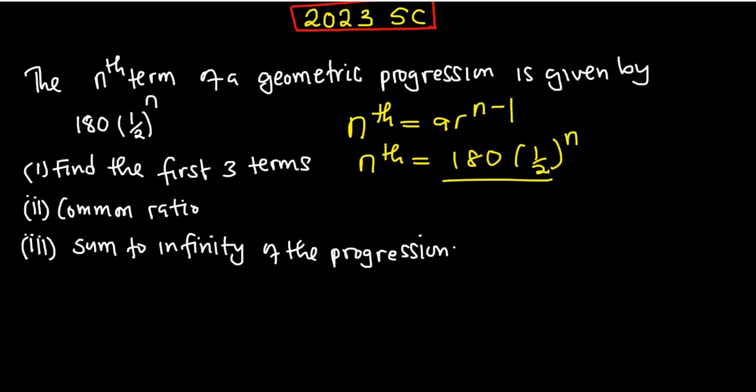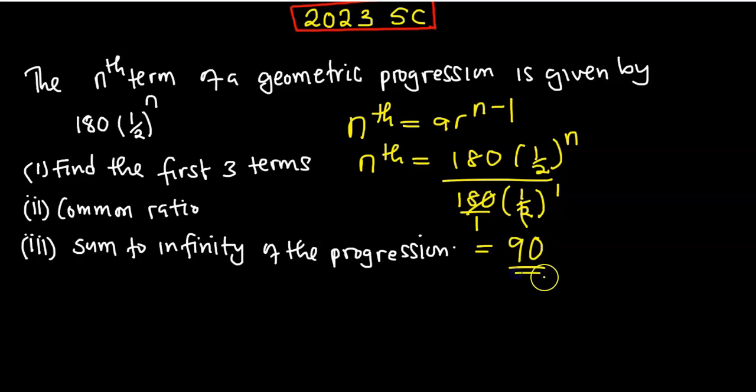So the first thing we are going to find is the first term. For the first term we are just going to put 1 where there's n. So term number 1: 180 multiplied by 1 over 2 to the power 1, which is just 1 over 2. This one we can multiply here. 2 into that is 2, then 2 into this is 90. So the term number 1 is 90.